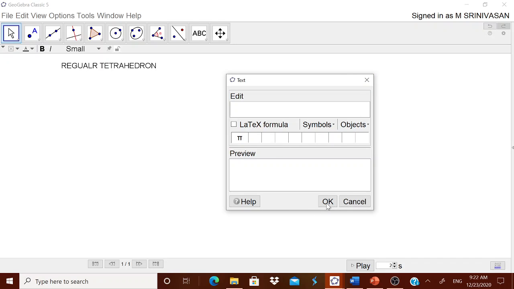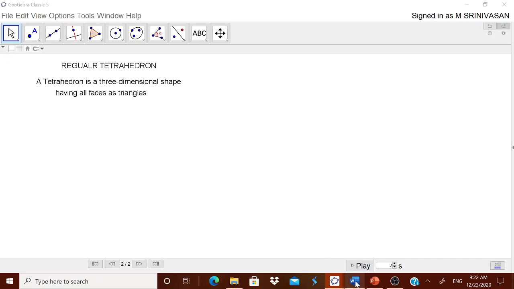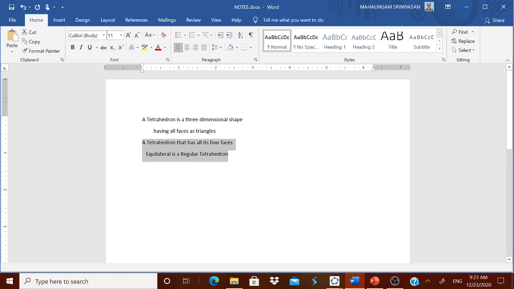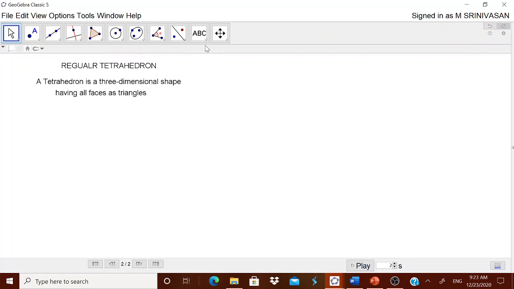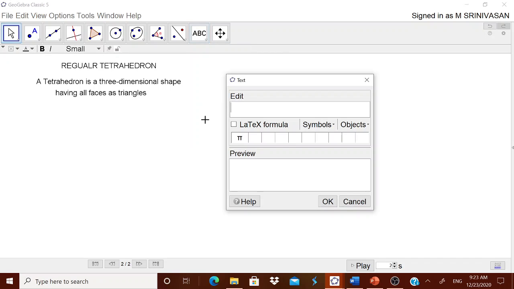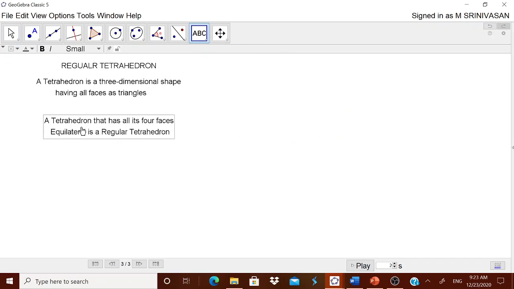Now we will go for the next definition. The tetrahedron definition is over. We will go for the next definition, that is the definition for a regular tetrahedron: a tetrahedron having all the four faces as equilateral triangles. We will go for this and we will declare it. And you can make it a little bit bold, as all of you know.